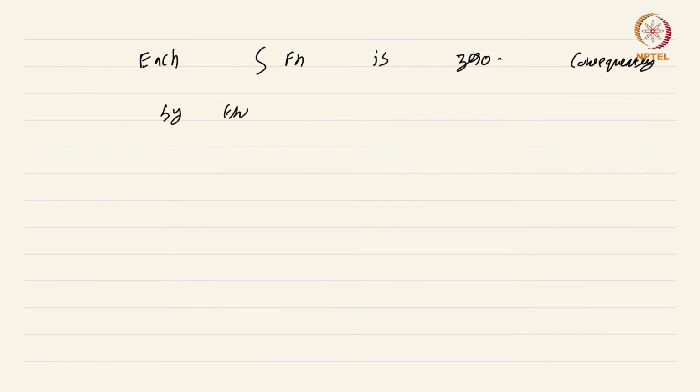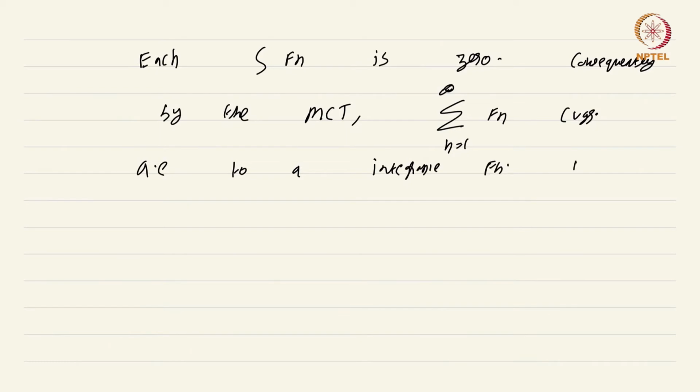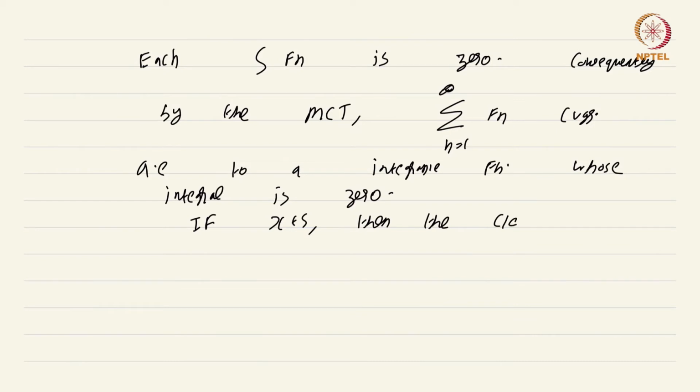by the monotone convergence theorem, this summation of Fn, n equals 1 to infinity, converges almost everywhere to an integrable function whose integral is 0. Okay, this is just the monotone convergence theorem. So if you take an element x in S, then clearly the series does not converge.